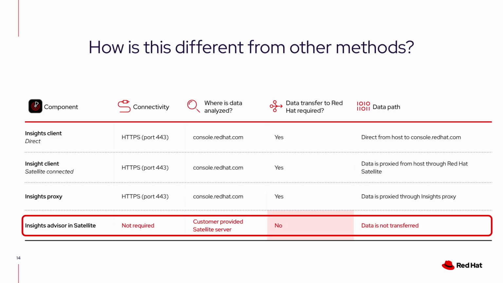At the beginning of this year, we also came out with an Insights proxy for those people who don't have Satellite in their environment, but want to funnel all that through a proxy. And then now we have come out with the Insights Advisor running on Satellite, which doesn't require any connection. There's no data sent up, no telemetry, no information sent to Red Hat. All the analysis is done right on your Satellite server.